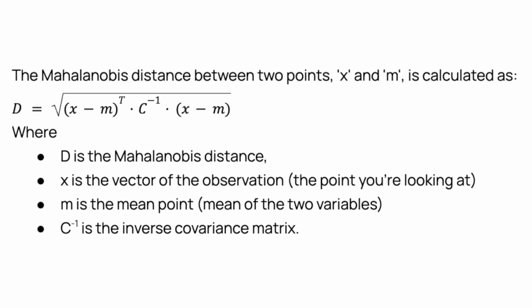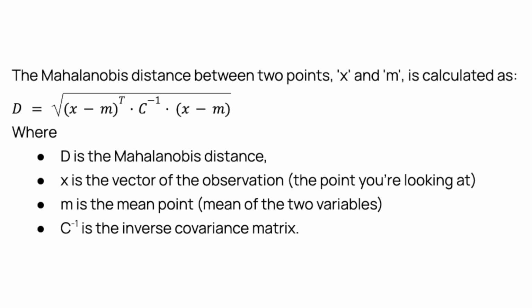So let's look at what this formula is doing. X minus m represents the difference between the 2 points. C to the power of -1 is the inverse of the covariance matrix, which scales and rotates the data to account for the correlations and variances. And the square root gives us the final distance.